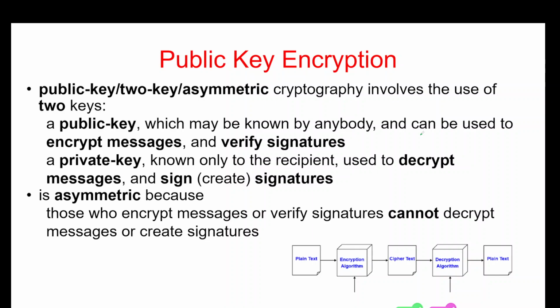And as I told you, it is called asymmetric because those who encrypt the message or verify the signature cannot decrypt the message or create a signature using the same key. Here for encryption and decryption, we are using different keys. So hence it's called asymmetric. For locking and unlocking, or encrypting and decrypting, we are using a pair of keys. And how the public key is used for providing the verified signature and how it is used for decrypting the signature, that we'll discuss in the next video. Thank you.